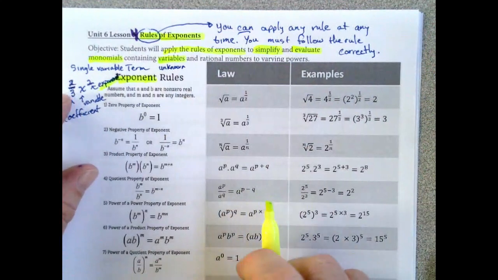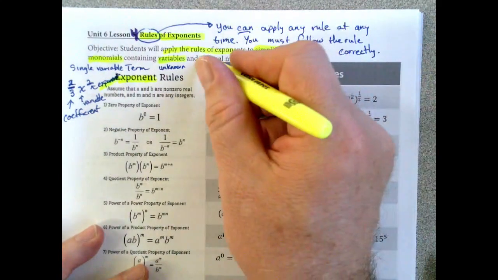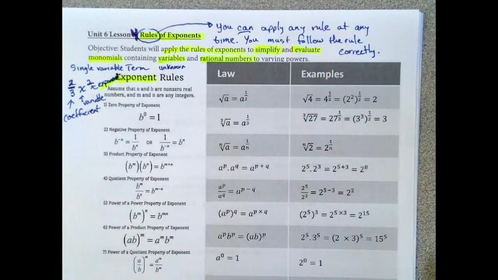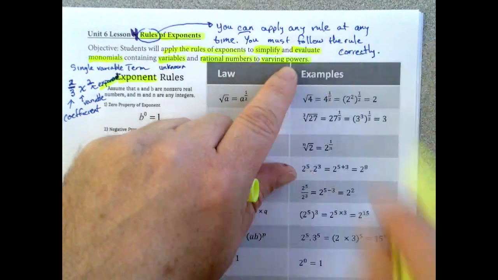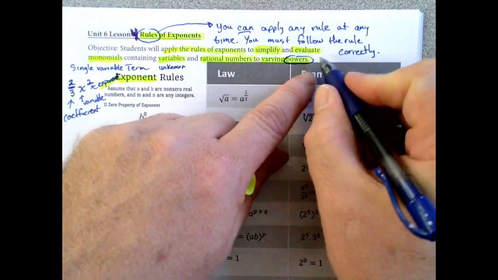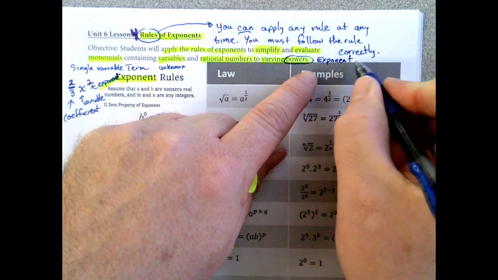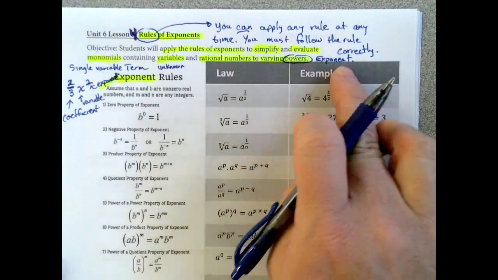And then we have the rational number. You can see it's written as a fraction. How do we know it's a rational number again? Because rational numbers can be written as fractions. And then we see this word, varying powers. Powers is another word for an exponent. They're used interchangeably. So when you see the words powers and exponents, it's the same thing.